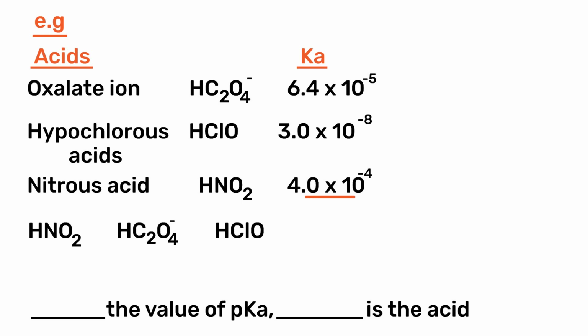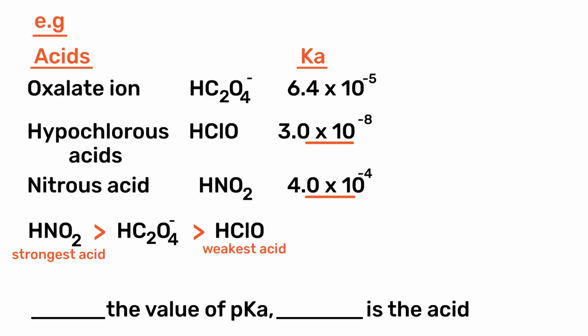Nitrous acid has the highest value of Ka, and hypochlorous acid has the least value of Ka. So we can see that nitrous acid Ka value is greater than that of oxalate, which is greater than that of hypochlorous acid. And from that we can infer that nitrous acid is the strongest acid and hypochlorous acid is the weakest among the three.